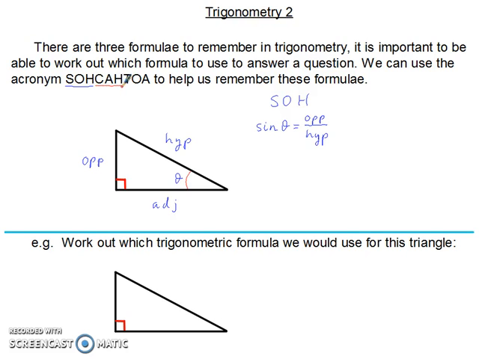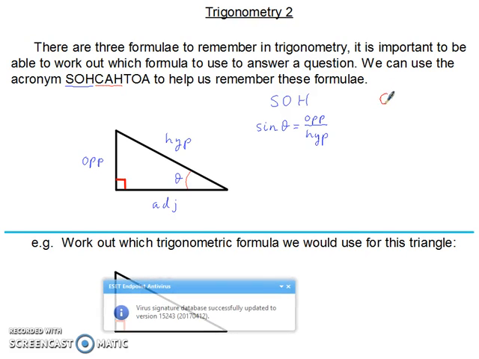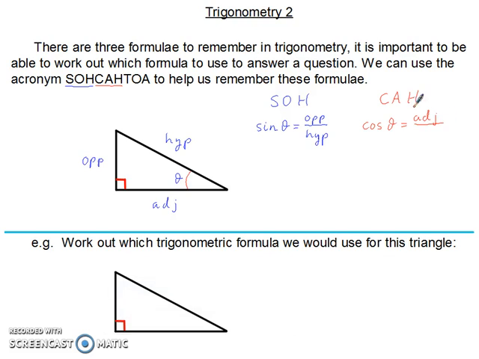CAH is the second formula. CAH says cosine theta, there's the C, equals A for adjacent, over H for hypotenuse. That's your second trigonometrical formula, the cosine formula. The cosine rule is something else that comes with advanced trig.